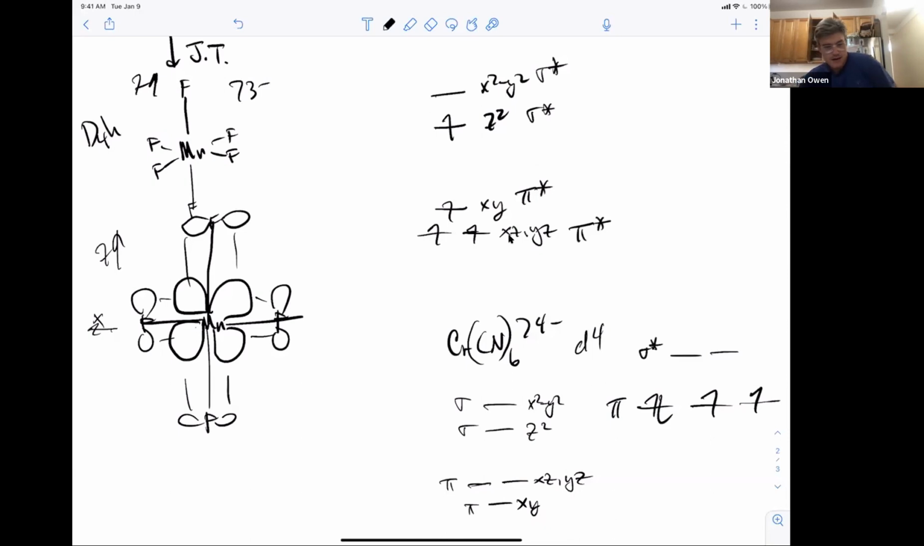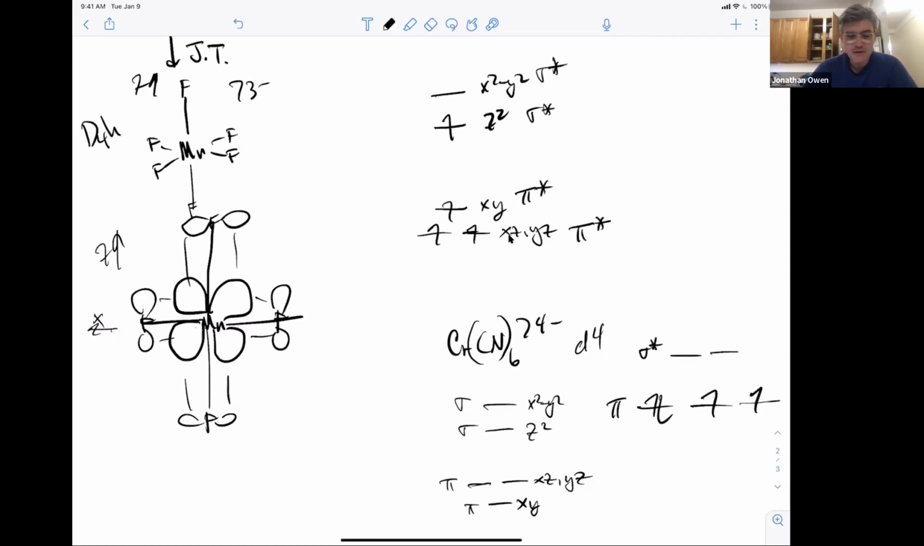Why is that? Because XY is more stabilized by having cyanides close by in that plane. There are 4 cyanides ganging up on one XY orbital, and those empty orbitals on the cyanides all work together to help stabilize those poor XY electrons. XZ and YZ don't have that same benefit because the axial cyanides are kind of stretched away. So they're not quite as well stabilized.